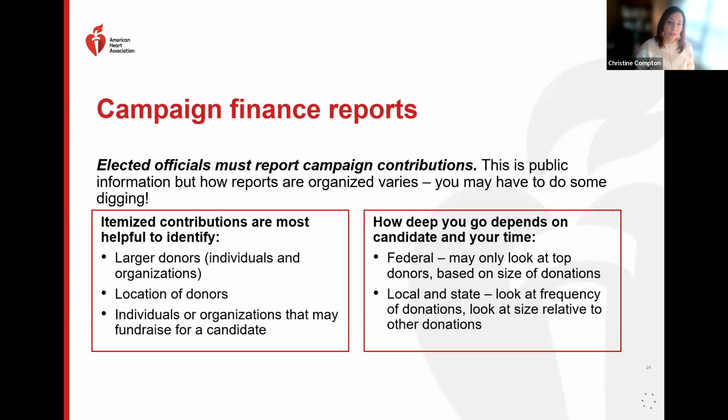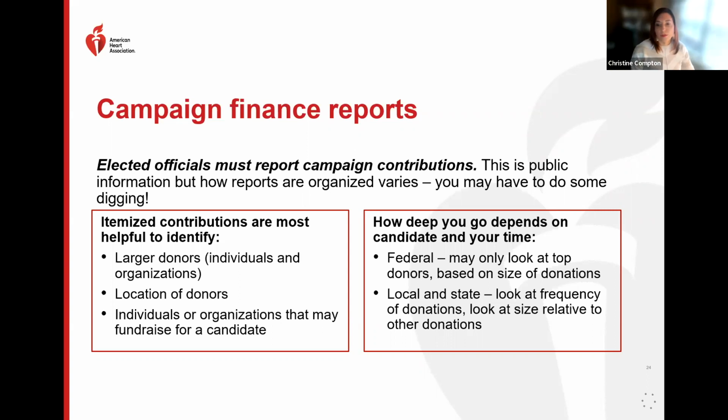So itemized contributions are most helpful to identify those large donors, as well as individuals and organizations, the location of those donors. So do they have a tie to your community, or is it somebody from another state or territory that doesn't have a direct connection to your lawmaker? And who are those individuals or organizations that fundraise on behalf of a candidate? And then how deep you go really depends on the time and resources that you have. Obviously, most campaigns or most initiatives don't have a whole lot of time and resources, but you could find a lot of things by some Google searching and going to the right places.